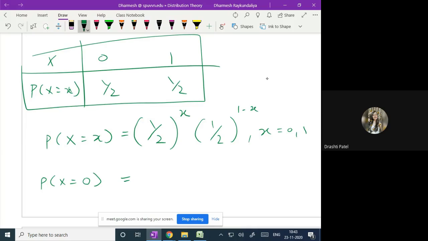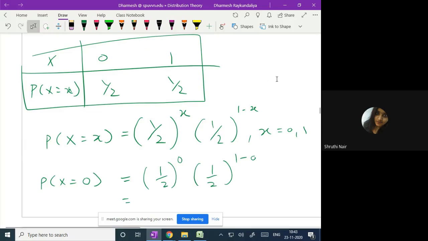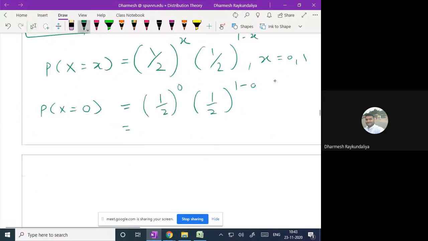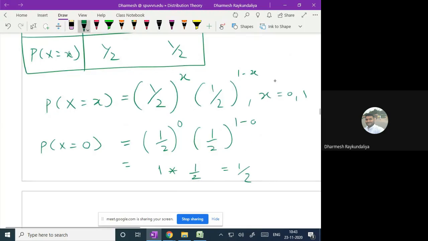1 by 2 power 0, 1 by 2 power 1 minus 0. So this is nothing but 1 by 2, anything raised to 0 is 1, and 1 into this is 1 by 2. 2 raised to 1 means 1 by 2. So that is 1 by 2. And that you can observe, half.